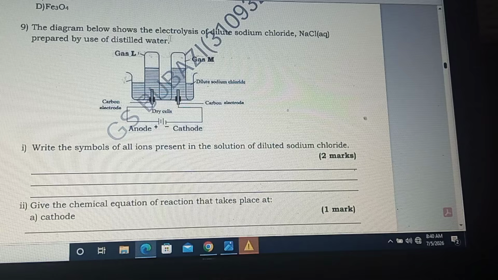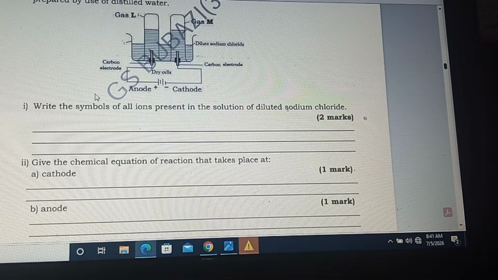The diagram below shows the electrolysis of dilute sodium chloride prepared using distilled water, as you see in this diagram. Here we have carbon electrodes. This plus is the anode, which comes from here and continues to this rod. The cathode, this negative, comes from here and continues to this rod. In this rod we collect gas L, and in this rod we collect gas M. The solution we have is dilute sodium chloride. Dilute means that the sodium chloride is mixed with water.